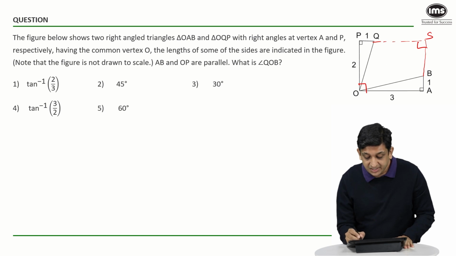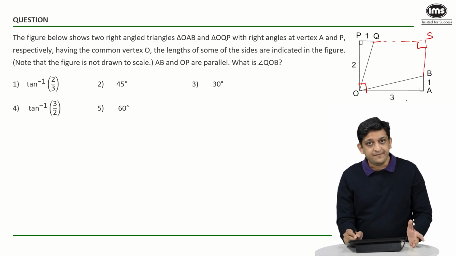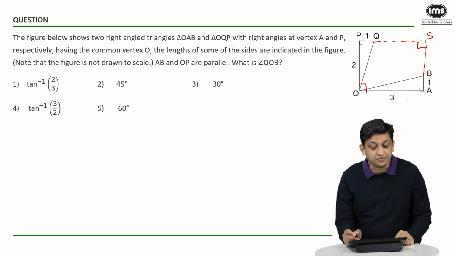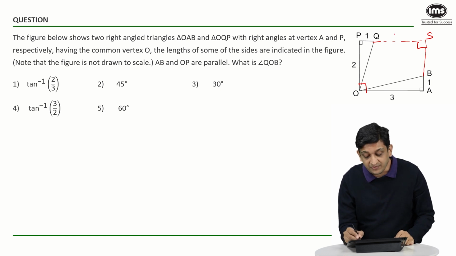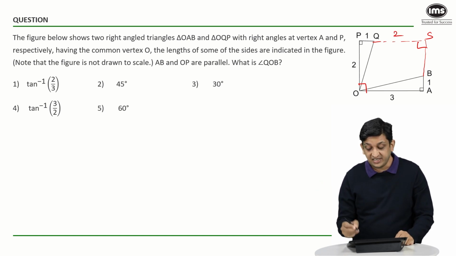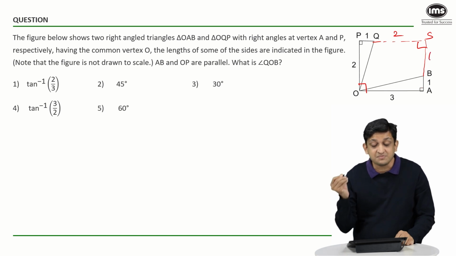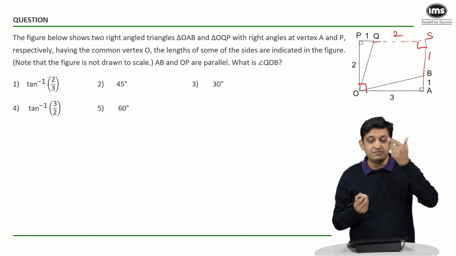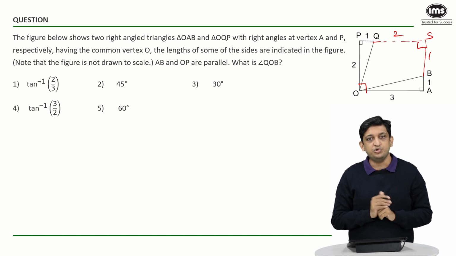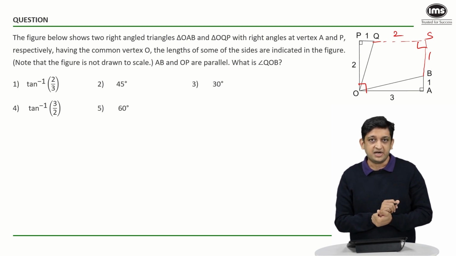So if you look at this, you have OA equals 3. In a rectangle, the opposite sides will be equal in terms of length. If PQ is 1, QS becomes 2. Similarly, if AB is 1, then BS becomes 1 because PO will be equal to AS, which will be equal to 2 units. Now we have figured this part out.